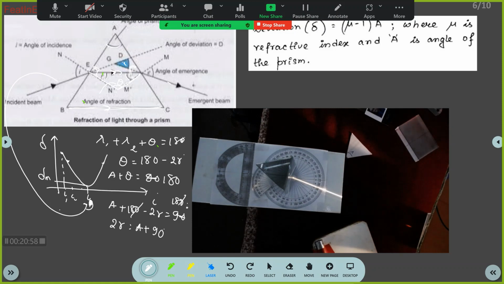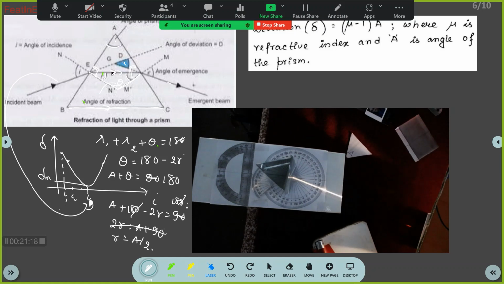So this 180 will cancel. So I will get here R is equal to A by 2. R is equal to A by 2. Got it? So here, for minimum deviation, this R will be equal to A by 2. This is a standard thing in a prism. This is a standard calculation in a prism.